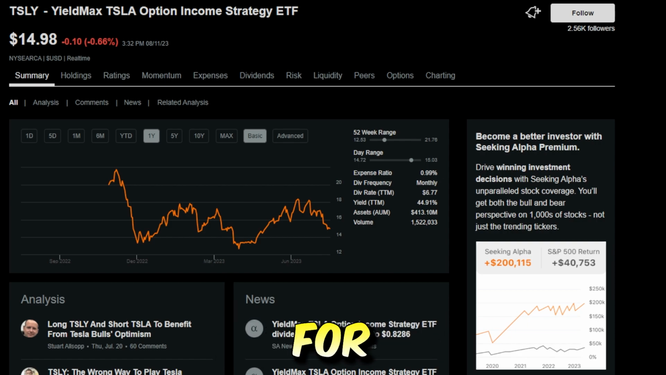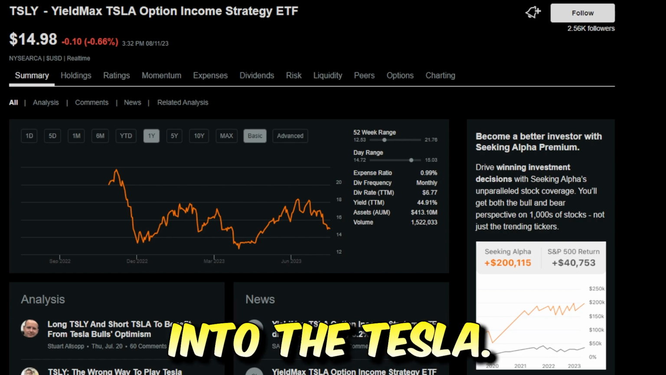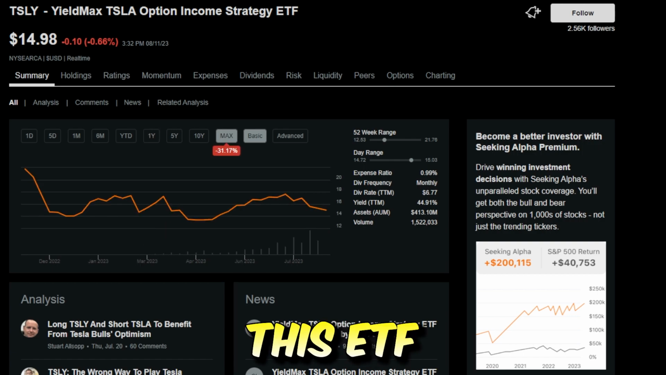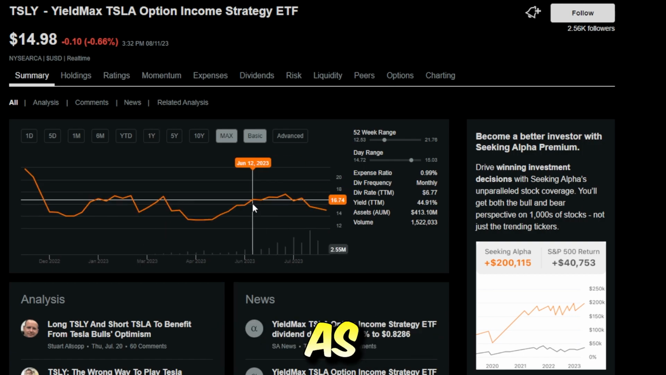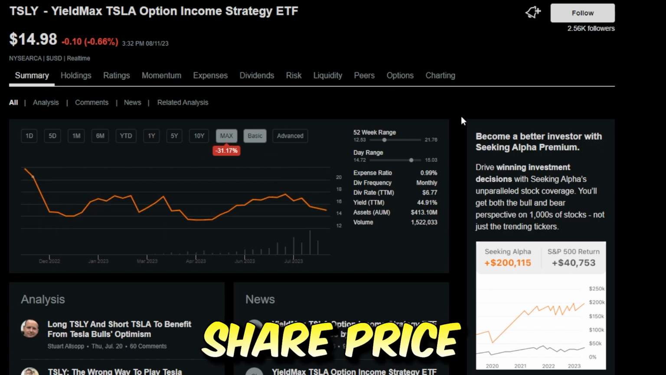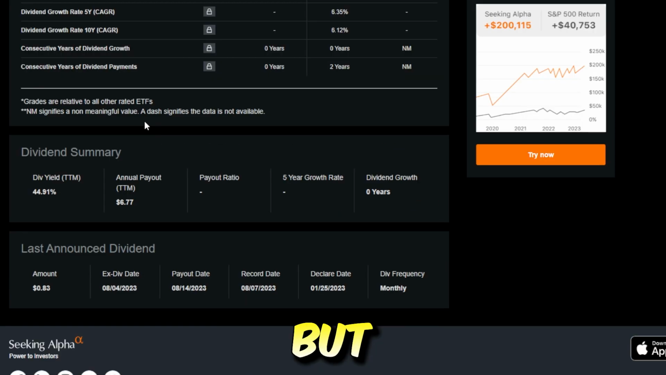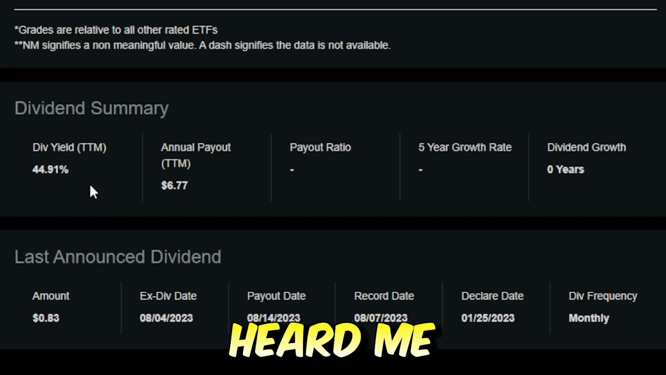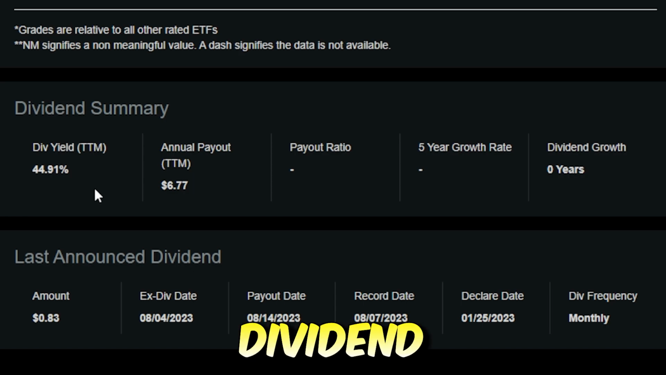Now last but not least, for fun, let's look into TSLY, the YieldMax Tesla Option Income Strategy ETF. This is a covered call ETF that buys shares of Tesla and writes call options on it. Now this ETF hasn't performed all that well as far as return on share price since the fund's inception, but the dividend yield, let's just say, is pretty insane. A trailing 12-month dividend yield of around 44.91%. Yes, you heard me right, almost 45% dividend yield.